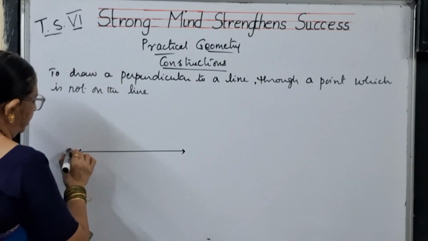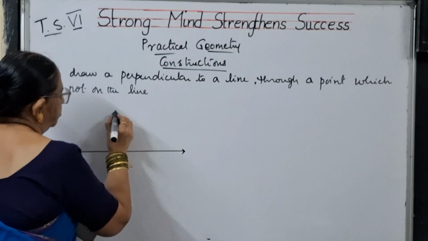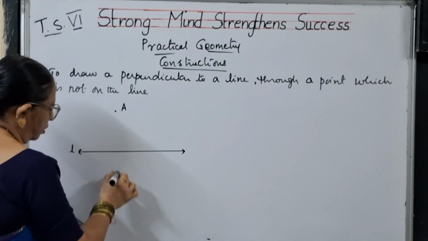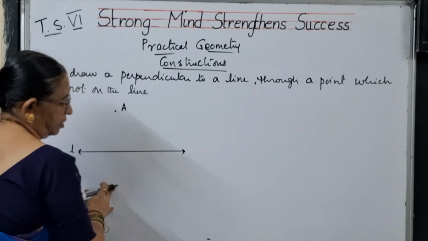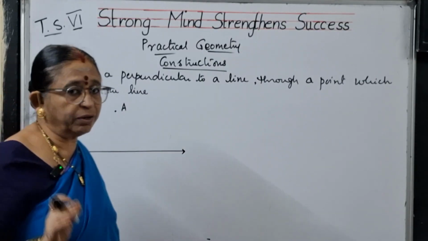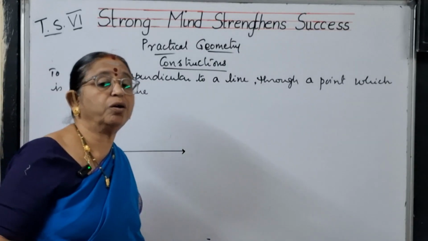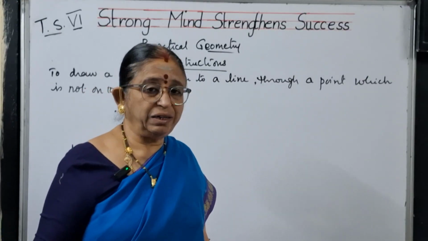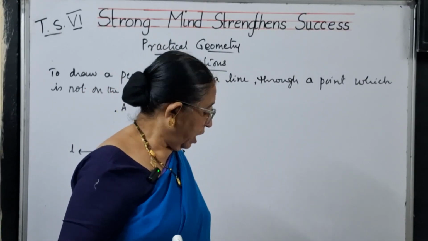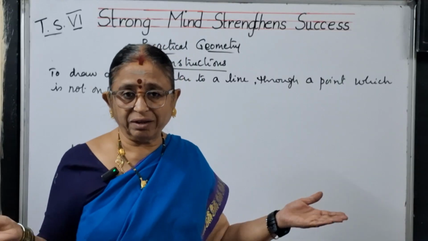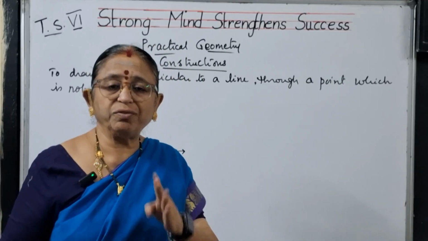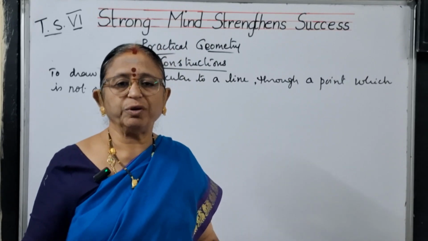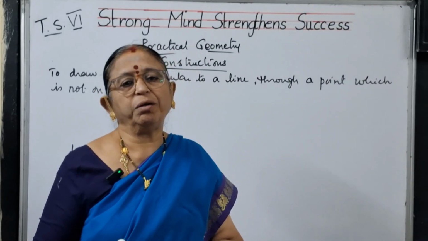A line L is given and a point A is given here. So you have to draw a perpendicular to this line. Remember that it is not a perpendicular bisector. You cannot draw a perpendicular bisector to a line. A line goes unendingly on either side, so the perpendicular which you are drawing will not bisect it. It is impossible. It will be a perpendicular.